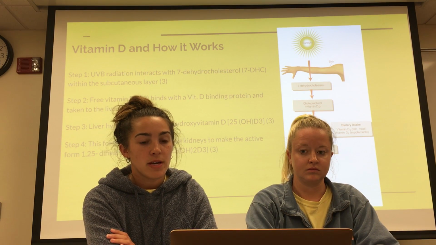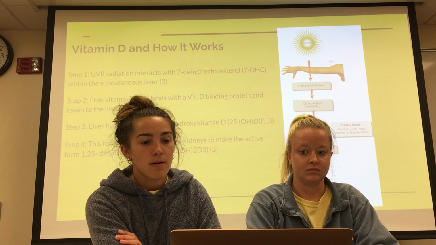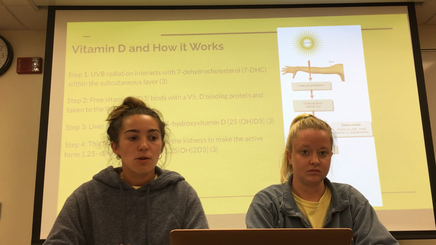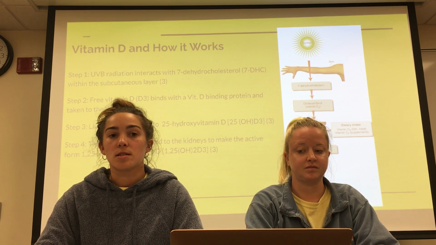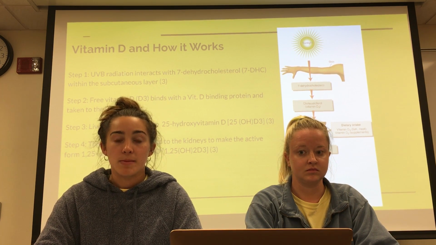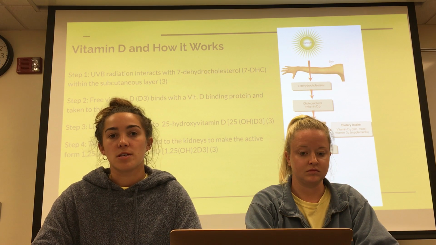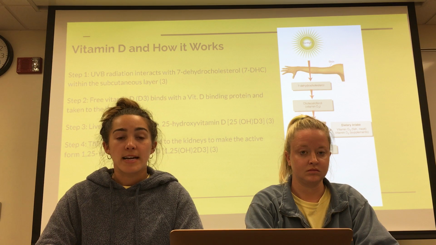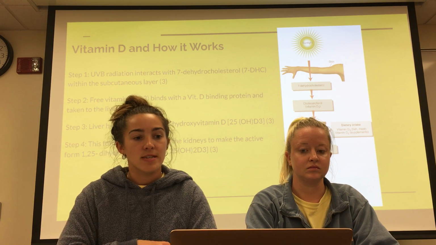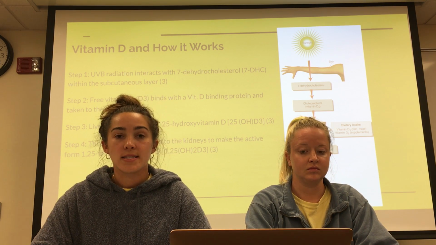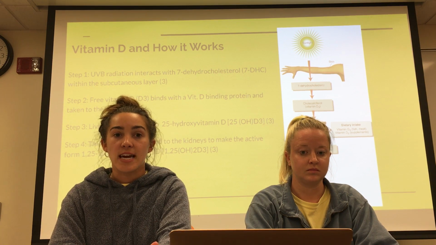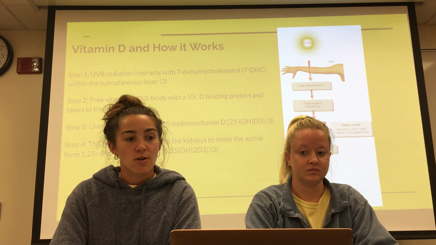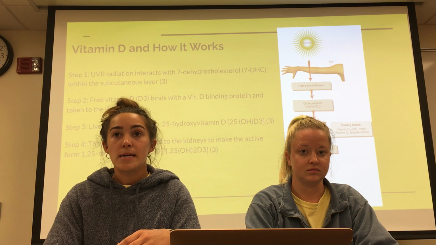So I want to touch a little bit on vitamin D and how that works. UVB radiation is the big component on how vitamin D is made in your body, and there's a couple different steps that go along with it. First of all, UVB radiation is going to interact with the 7-dehydrocholesterol that's in the subcutaneous layer of your skin. This is the very first step. That's going to interact with that, which actually turns it into vitamin D3.